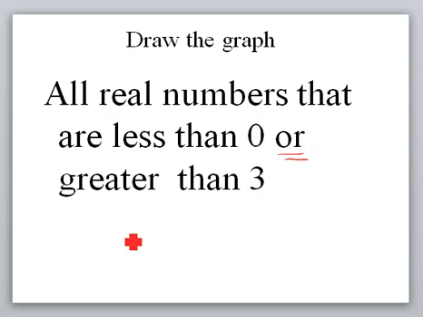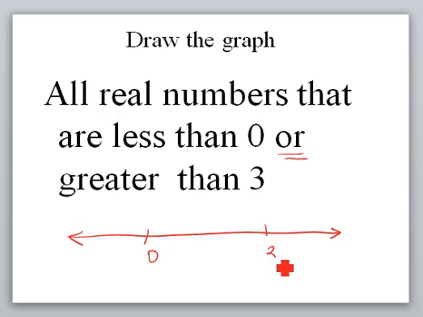The example I have today is just one where we're going to look at a graph of an or statement. So this is written in words. We're not solving any inequalities. We just have a statement that says we're going to graph all the real numbers that are less than 0 or greater than 3. So I'm going to make sure I include 0 on my number line and 3 on my number line. You can include your other numbers too if you wish, but definitely you have to include your 0 and your 3.